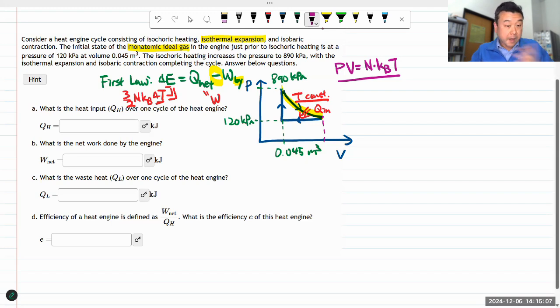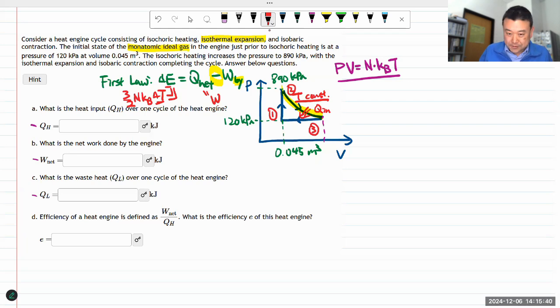And with the isothermal expansion, it has to complete the cycle. Answer below questions. Okay, so it asks, what is the heat input over one cycle of the heat engine? Oh, yeah, so I gotta basically work it out for the entire cycle before I can answer any one of these. You know, some multiple choice questions are written in a way where it kind of builds up. Here, it's not written that way. You just have to work it all out. So this is process 1, process 2, isothermal, and then process 3. So let's just work it all out, and then we'll do all the parts all at once. And let me label the vertices A, B, C.